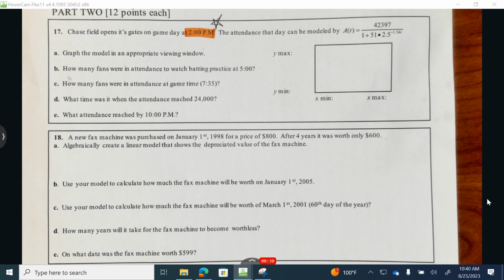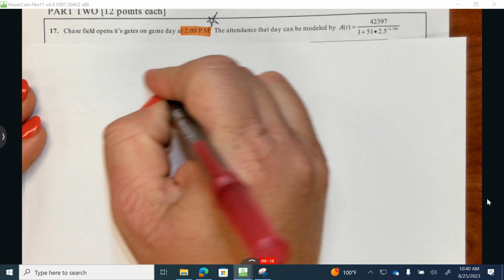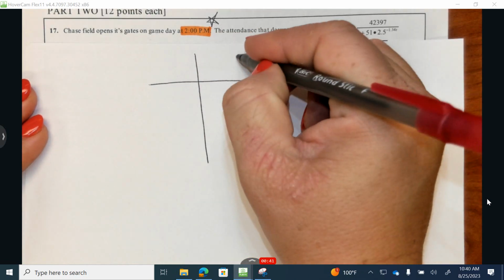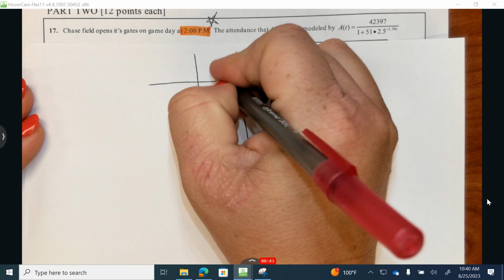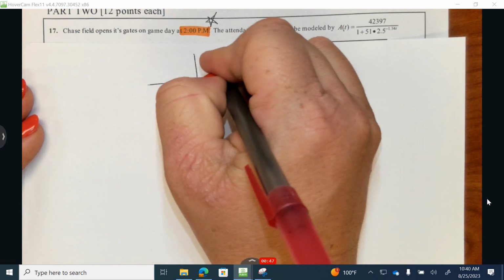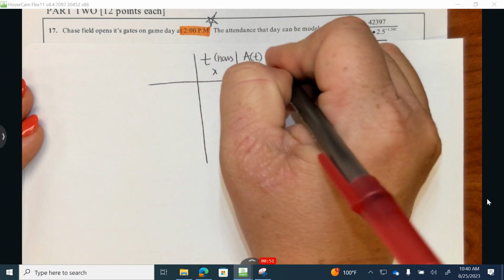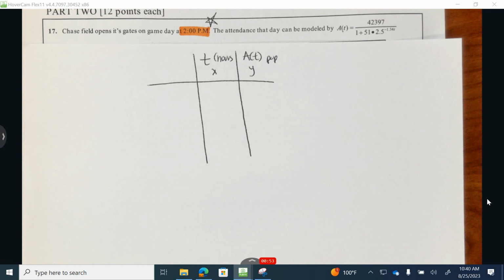Now, I'm going to grab a separate piece of paper, and I'm going to do a quick review on what this looks like. You do not have to write this down. Again, I am filming this for anybody who needs to go back and watch. So we have X's and Y's on a calculator. Now, for this problem, we think of this as T, and T is in terms of hours, and A of T is the population in terms of people.